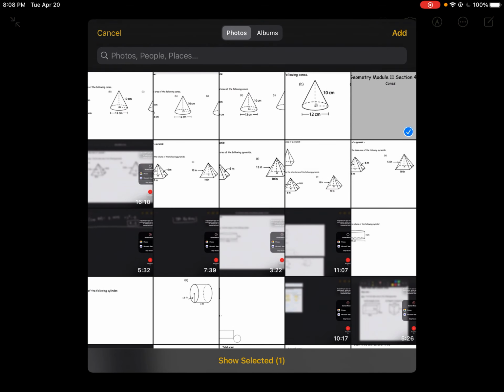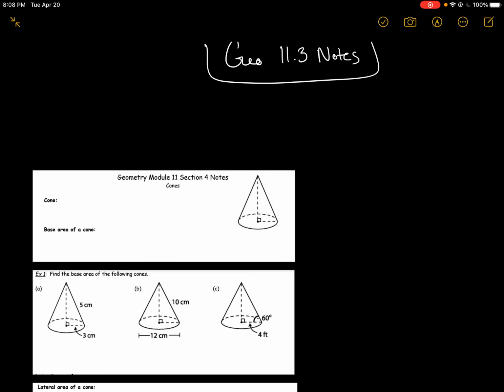So first, what is a cone? A cone is a shape with a circular base.